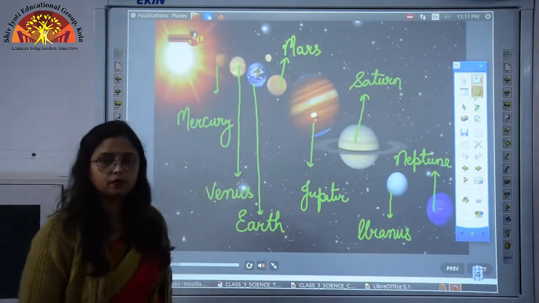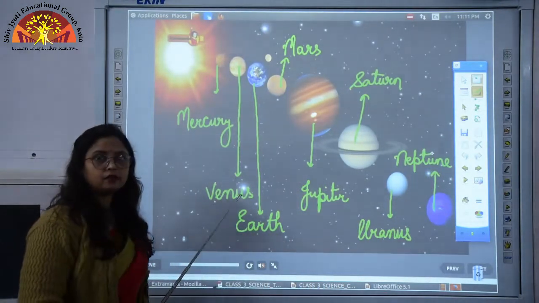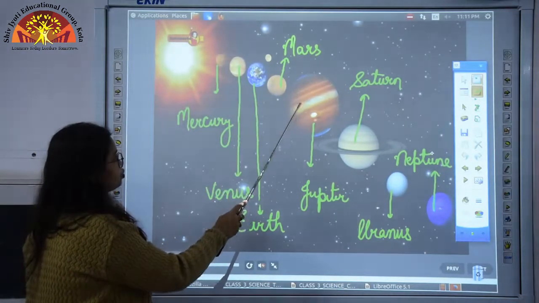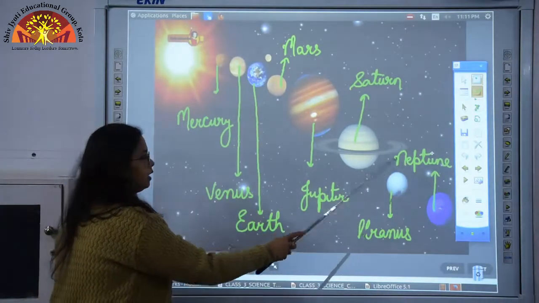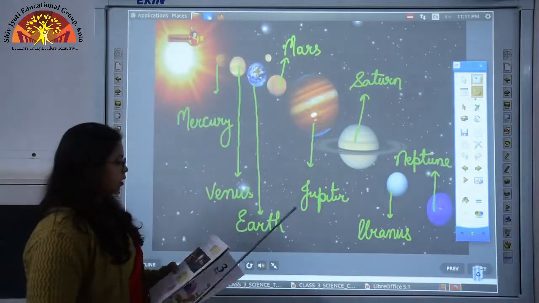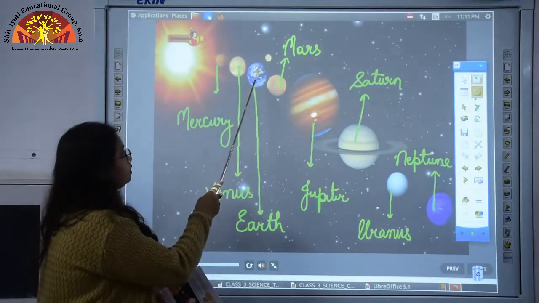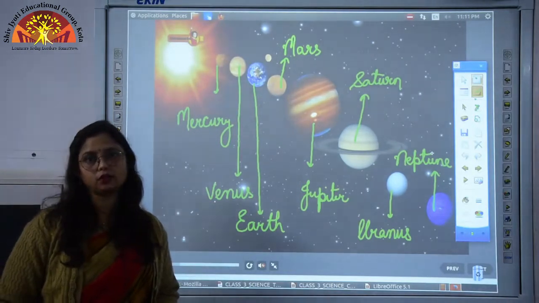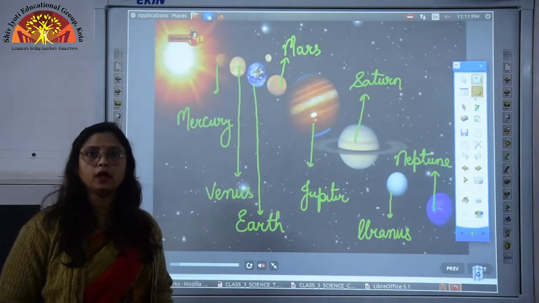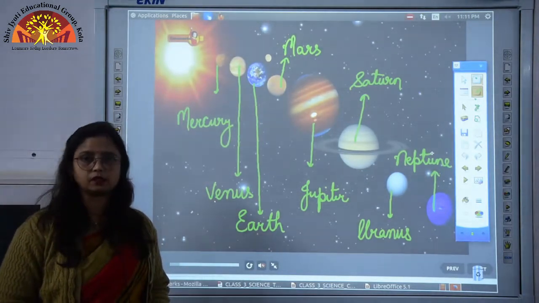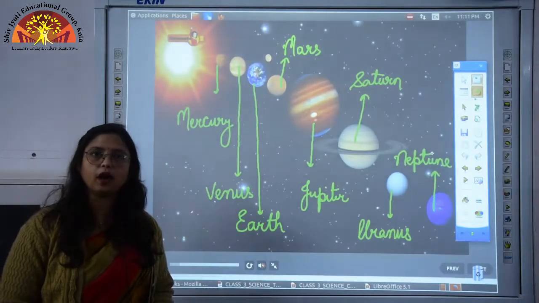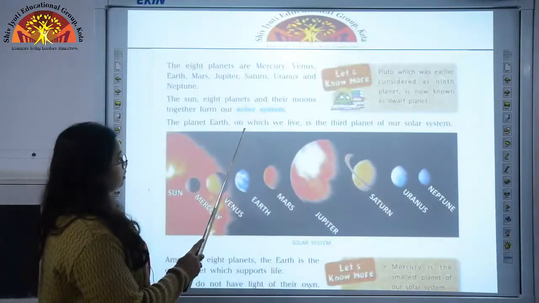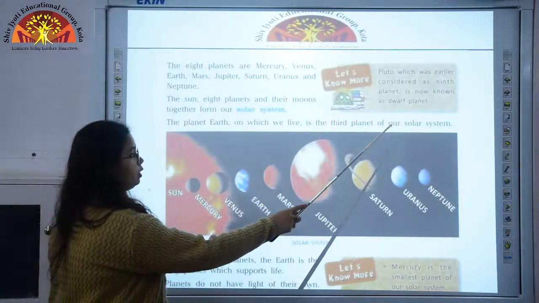So children, these are the 8 different planets of the solar system: Mercury, Venus, Earth, Mars, Jupiter, Saturn, Uranus and Neptune. Now children, the planet Earth where we live is the third planet of the solar system. Previously there was one more planet in the solar system called Pluto. It was the 9th planet, but now it is considered a dwarf planet. So now only 8 planets are there in our solar system. So the planet Earth on which we live is the third planet of the solar system.